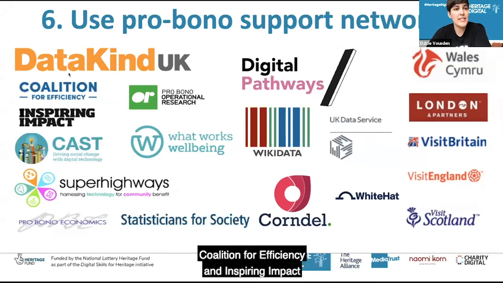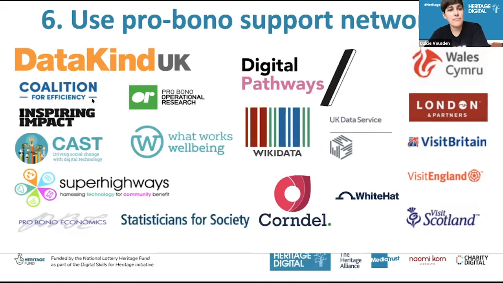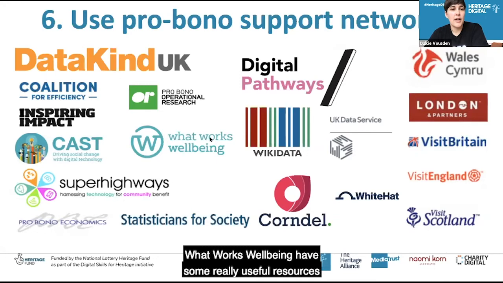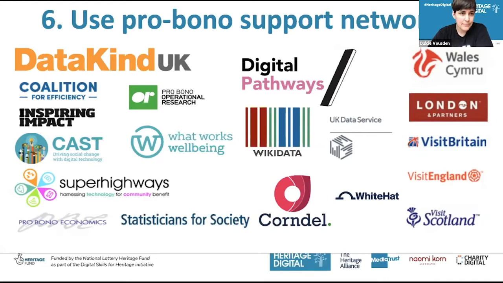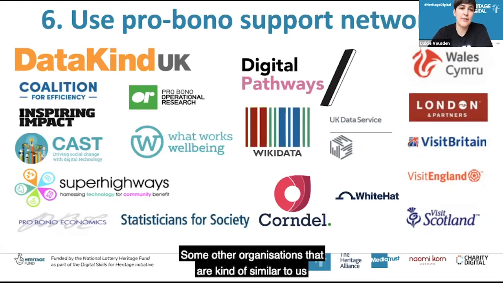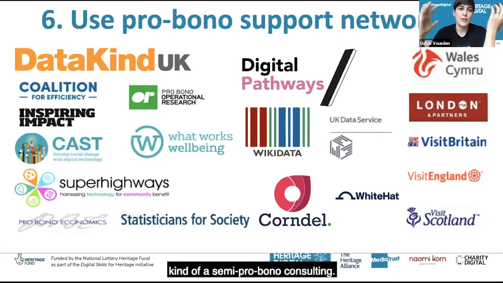So Coalition for Efficiency and Inspiring Impact are two organizations that are really great at helping you think of theory of change or measuring impact and evaluation. What Works Wellbeing have some really useful resources on measuring well-being and how you might think about including well-being metrics in your survey design. Some other organizations that are kind of similar to us are Pro Bono Economics and Statisticians for Society, and Pro Bono Operational Research, who also offer kind of semi-pro bono consulting.